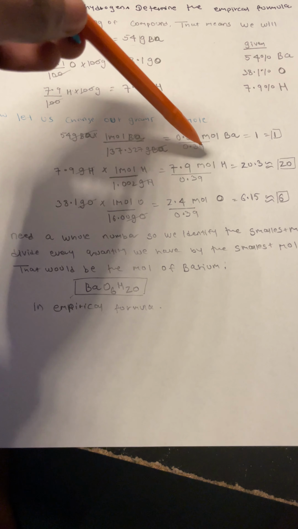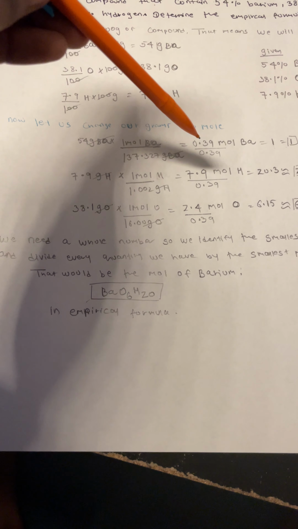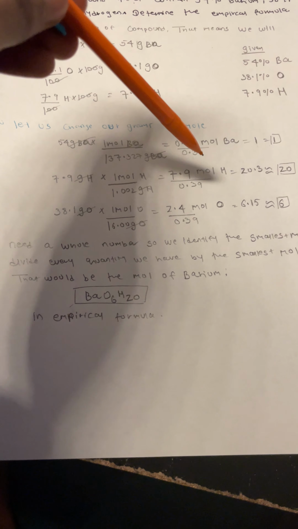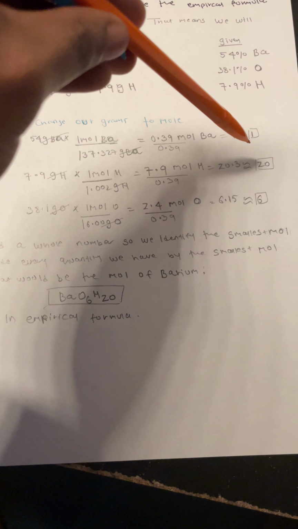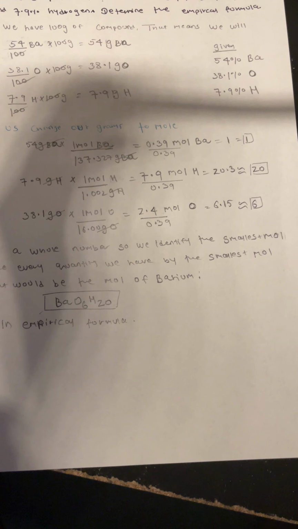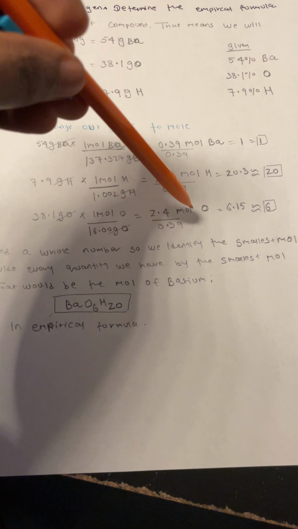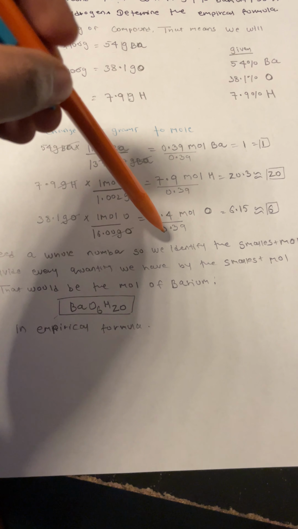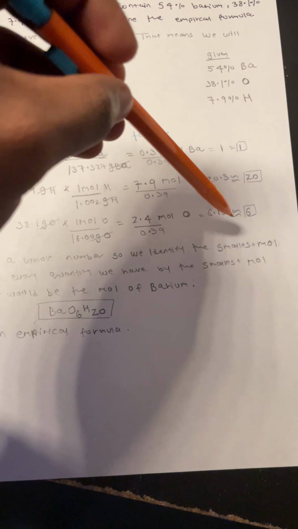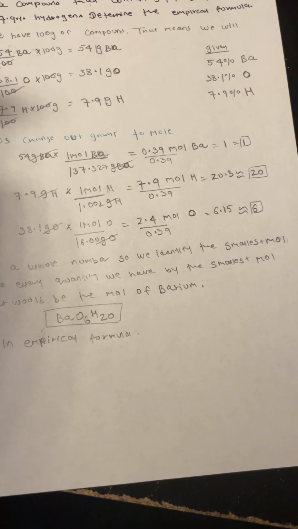When we divide this by 0.39, we'll get 1. That would be our number for barium, so that's a whole number. We have 7.9 divided by 0.39, we'll get around 20.3 something, and that's closer to 20 than 21, so we'll round it to 20. And we have 2.4 moles. We'll divide it by 0.39, we'll get 6.15. When we round it, we'll get 6 because it's less than 5.